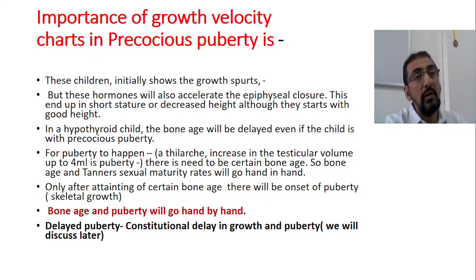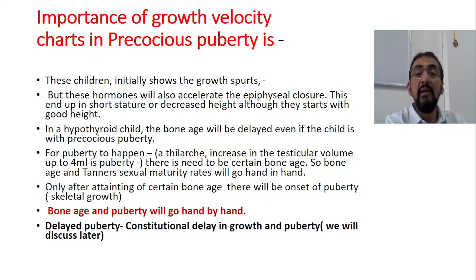So in a hypothyroid child, the bone age will be delayed even if the child is with the precocious puberty. Okay, another important thing, bone age अभी तक हमने बात ही नहीं की है उसको, that we will talk about in detail. Bone age is delayed. Bone age इतना बड़ा ही नहीं है. For the puberty to happen, जैसा फीमेल में हम बात करेंगे, there should be telarche, there should be increase in the testicular volume up to 4 ml in puberty.